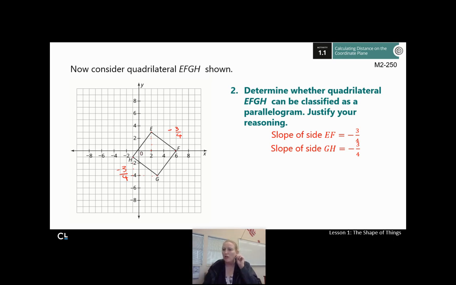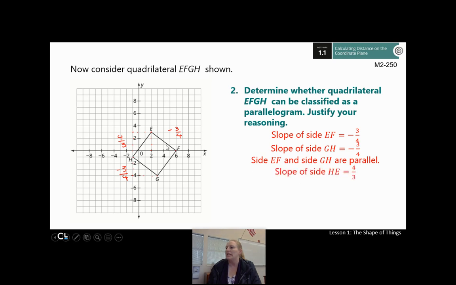So I know that sides EF and GH are parallel, they have the same slope. But let's check these other guys. Let's check HE. It looks like I have to rise over run, right? Rise over run. So I have to rise 1, 2, 3, 4 and then run 3. So I went up 4 and over 3. So it looks like the slope of HE is 4/3.